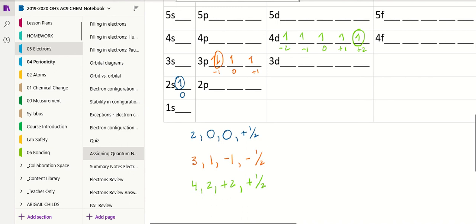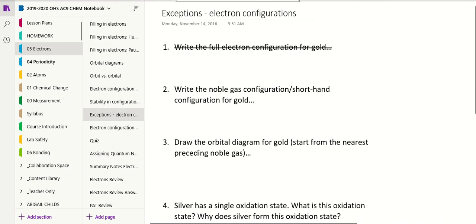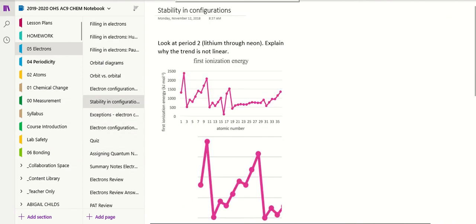If we jump over to... Actually, did we already cover the exceptions? Copper? Do we do exceptions to the rule with copper? And we just did molybdenum? Did we cover these graphs? No.